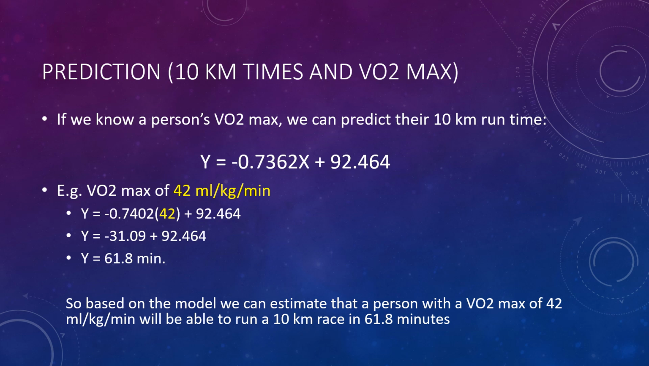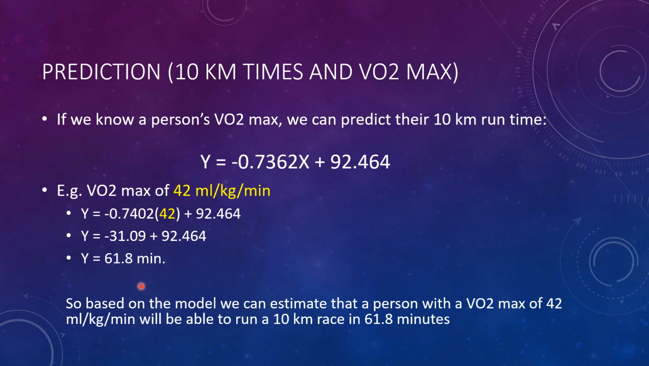So now we're using our model to actually predict. If our model holds any kind of water, this is what we would see. When we put 42 into the x value and solve for the equation, because again we've filled this value here, this is what we see. We work it out. This is going to be minus 31.09, because we're multiplying a negative value by a positive, so we're going to get a negative value. Negative 0.7402 multiplied by 42 gives me negative 31.09, plus the correction factor here. And in this case, we come out to 61.8 minutes. So this would be our prediction.